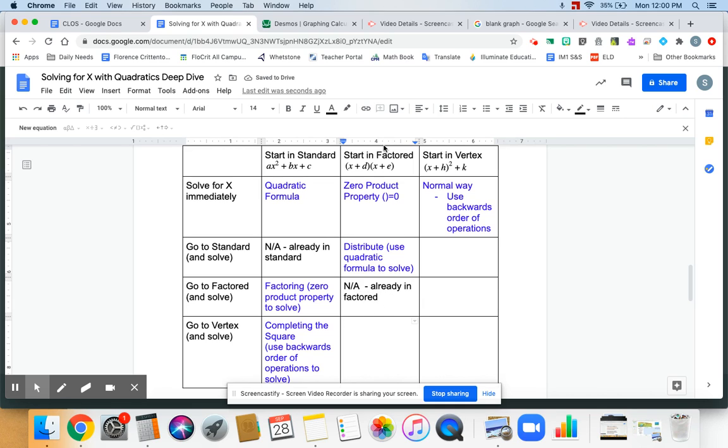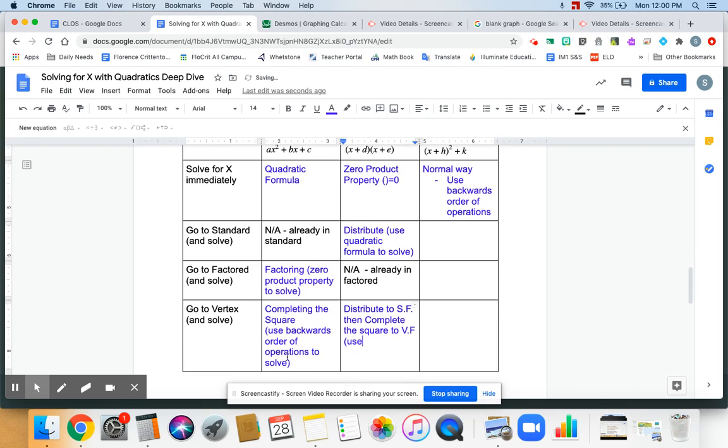However, if I'm in factored and I want to go to vertex, how do I do it? First, I distribute to standard form. Then I complete the square to vertex form. And then once I'm in vertex form, I use the backwards order of operations to solve. Because that's always how you solve from vertex form.